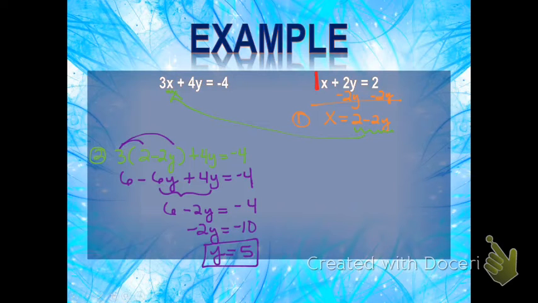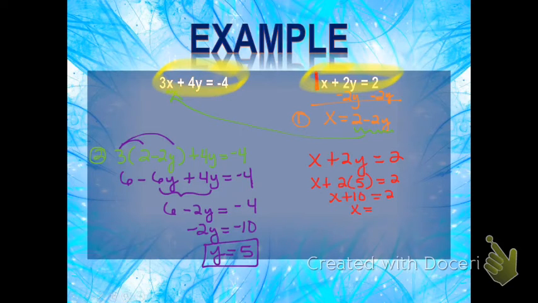Step 3 is to take that value of y and plug it back into either of the original equations to solve for the other variable, which would be x. So I can either pick the 3x plus 4y equals -4 or the 1x plus 2y equals 2. It really does not matter which one you pick. You'll get the same answer either way. The numbers are a little bit smaller in the second equation, so that's the one I'm going to pick. I'm going to plug in the 5 for y, since I know that is what y is now. And simplify and solve for x.